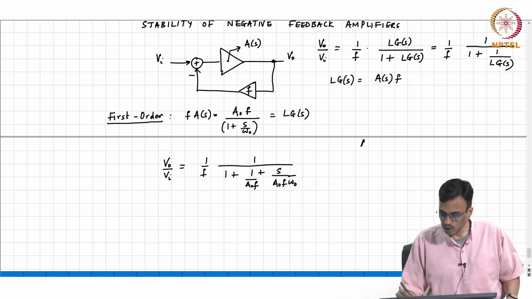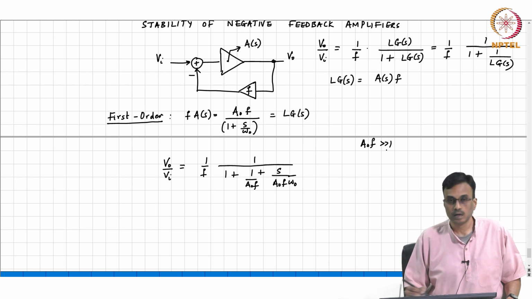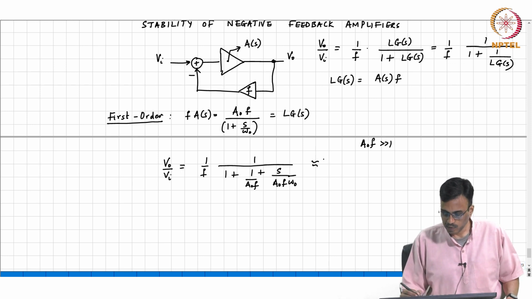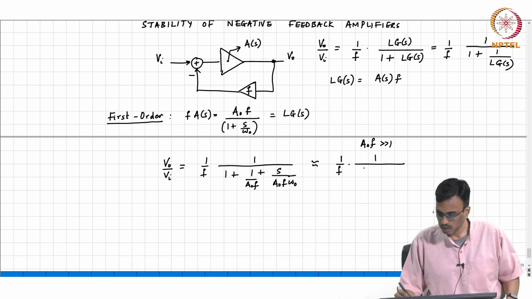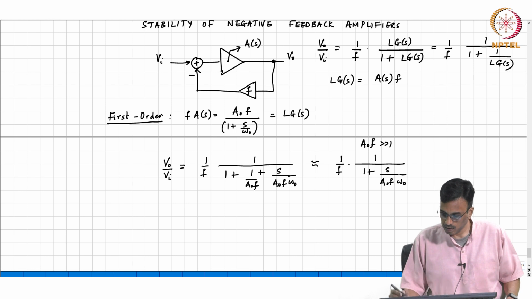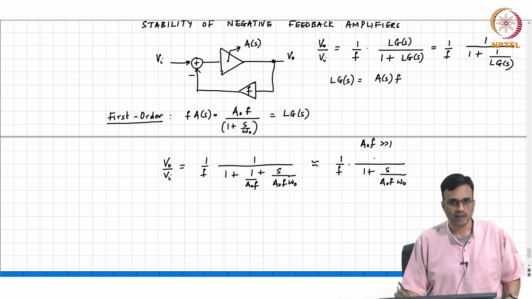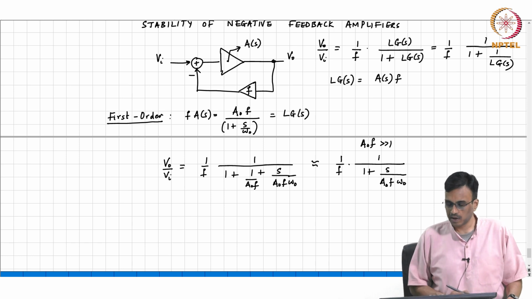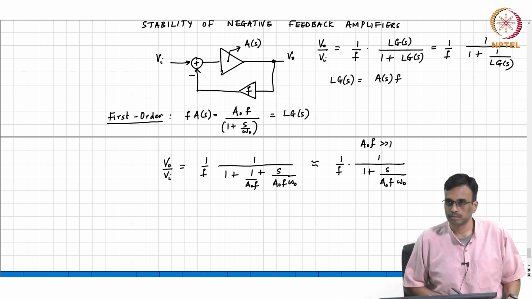Okay. So if A naught F is somewhat large, then this is approximately equal to 1 over F times 1 over 1 plus S over A naught F omega naught. All right. In reality, I am missing a DC gain term, which is A naught F by 1 plus A naught F, and there is going to be a small correction in that frequency as well, of the form A naught F by 1 plus A naught F. To first order, they are all close to 1.